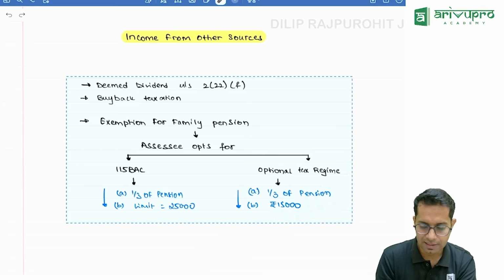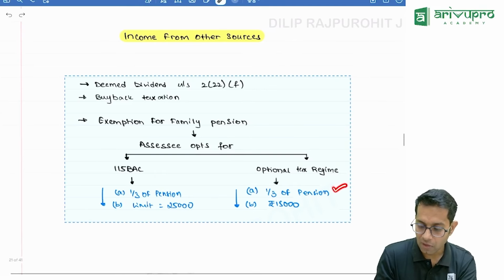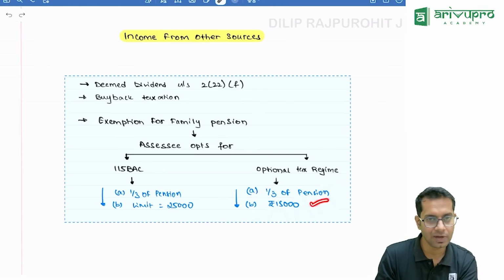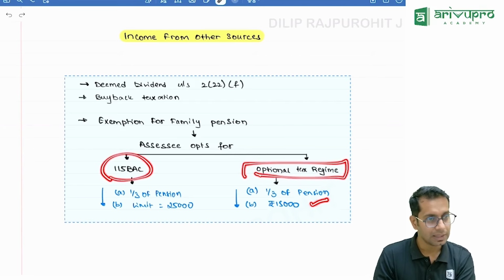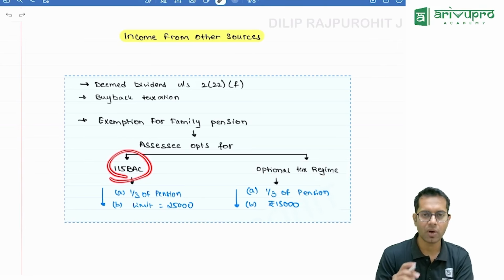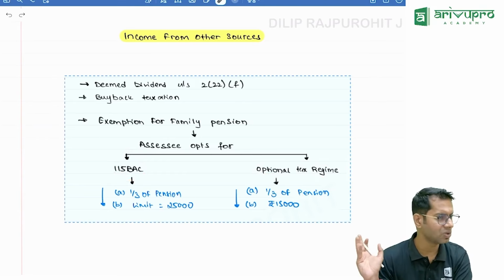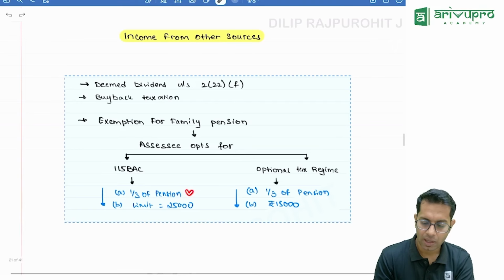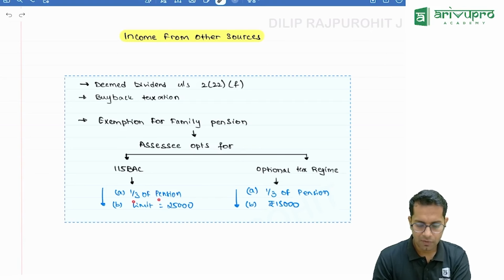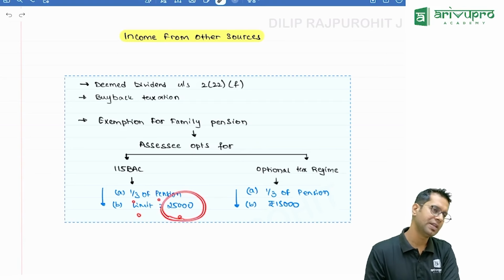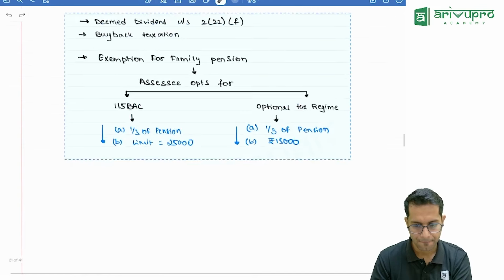That exemption is 1/3 of family pension or 15,000 rupees. This is the normal provision. But if you are a person who is opting for 115BAC, this limit has been increased from 15,000 to 25,000. Okay, so if you are a person who is opting for 115BAC, this is important for MCQ, somewhere they can ask you. Okay, the assessee opts for 115BAC, 1/3 of family pension or 25,000, whichever is less, will be what?